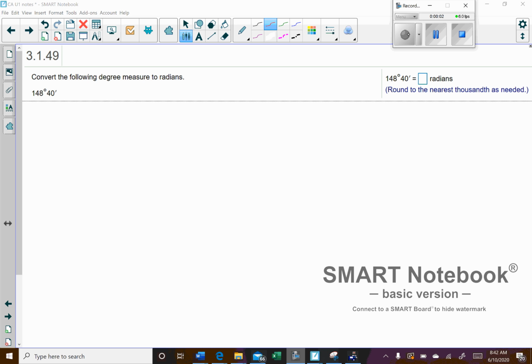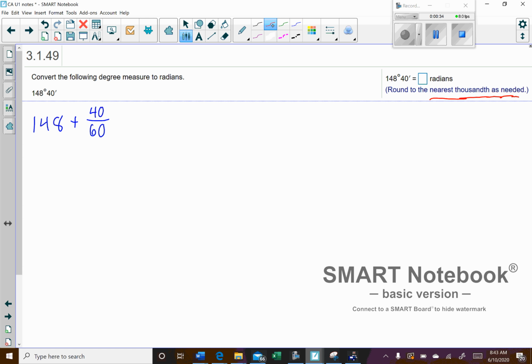Okay, so what makes this problem a little challenging is just how accurate they want the answer. They want you to round to the thousandth place. So then you have to be careful converting your minutes to degrees. What we're going to do here is you have 148 degrees plus 40 over 60 of a degree right there, converting the minutes to degrees.